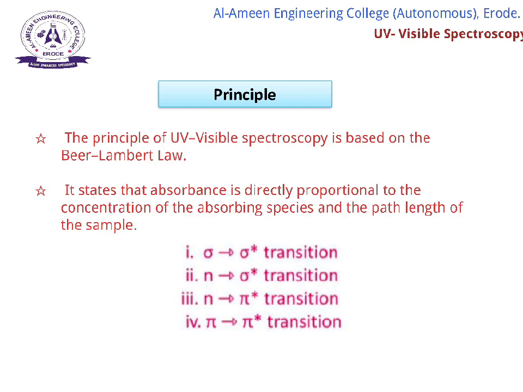Let's see the principle. The basic principle of UV visible spectroscopy is governed by Beer-Lambert's law. The amount of light absorbed is directly proportional to the concentration of the absorbing species and the path length of the sample. The absorption occurs due to electronic transitions such as sigma to sigma star, n to sigma star, pi to pi star, n to pi star. Sigma to sigma star transition has high energy, whereas n to pi star has lower energy.